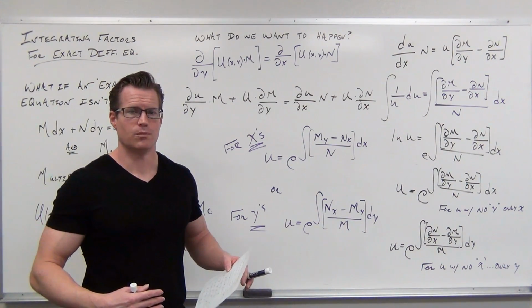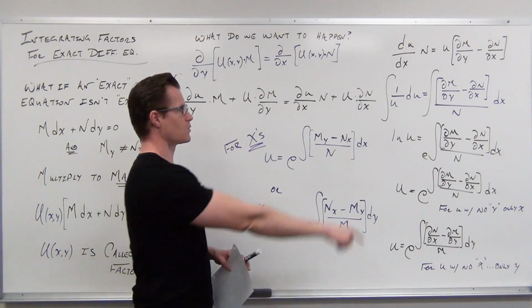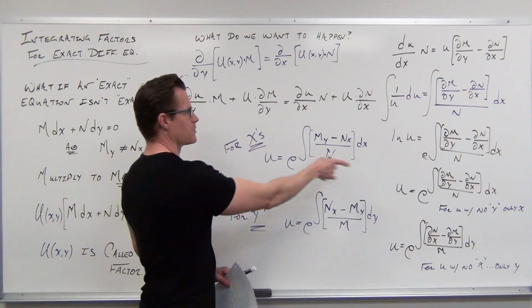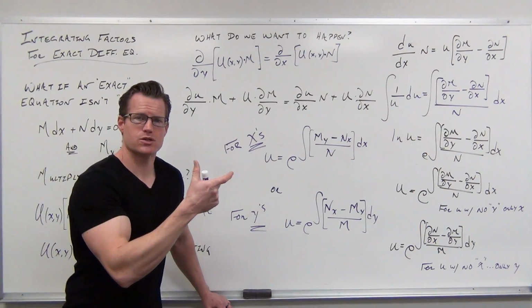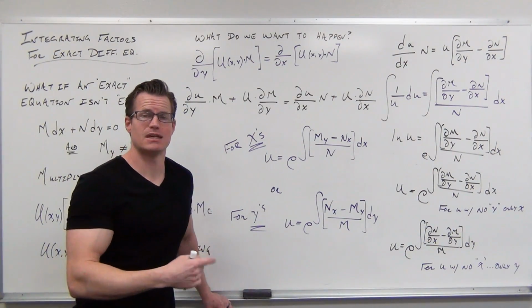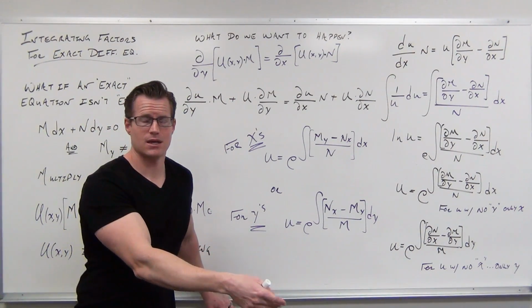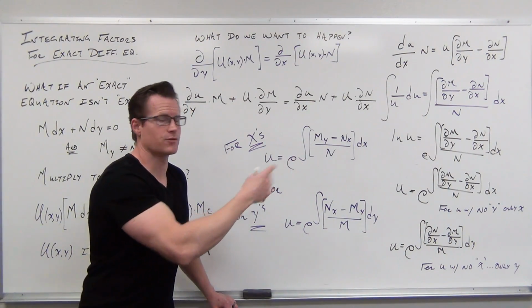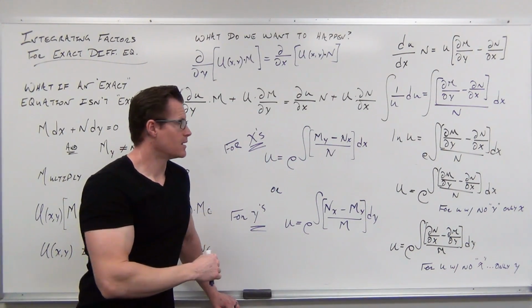If they're not equal, what I'm going to do is I'm going to start with this one. X's are generally easier for us to kind of think about. I'm going to start with this one. I'm going to subtract my partials. I'm going to divide by n. I'm going to see if it gives me something with only x's. If it does, I'm going to multiply everything by e to that, e to the integral of that. If it doesn't, then I'm going to do it this way.